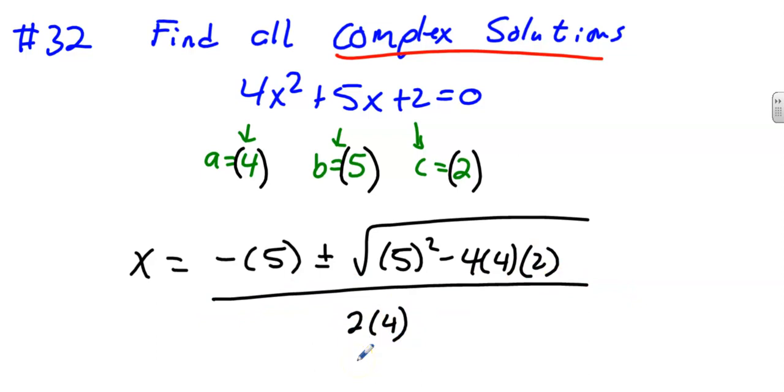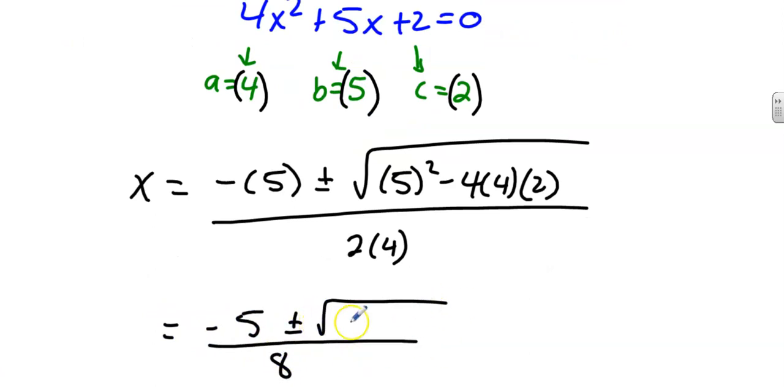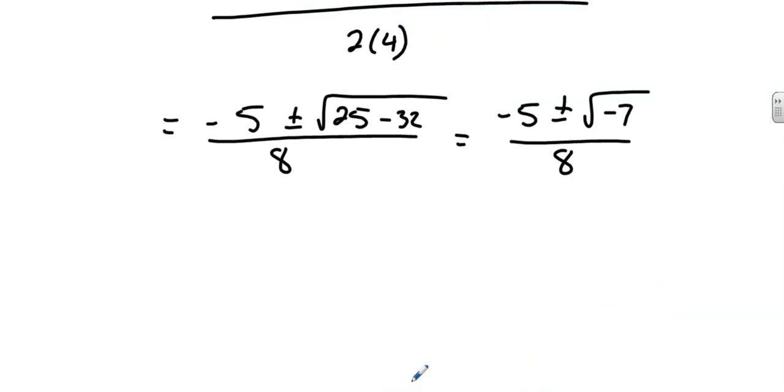Okay. So we get negative 5 plus or minus the square root of 5 squared minus 4 times 4 times 2. It's negative 5 over 8 plus or minus 25 minus 32. Okay, 25 minus 32 is negative, square root of negative 7. So that's the complex part because we got a negative square root.